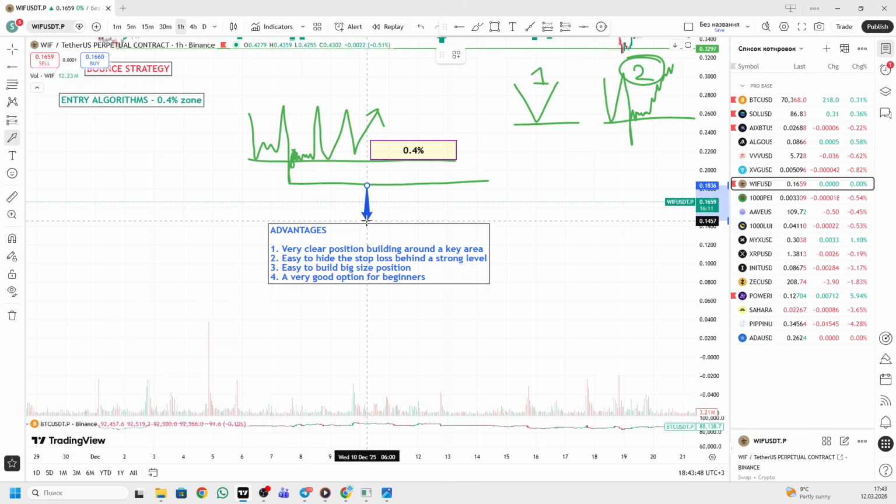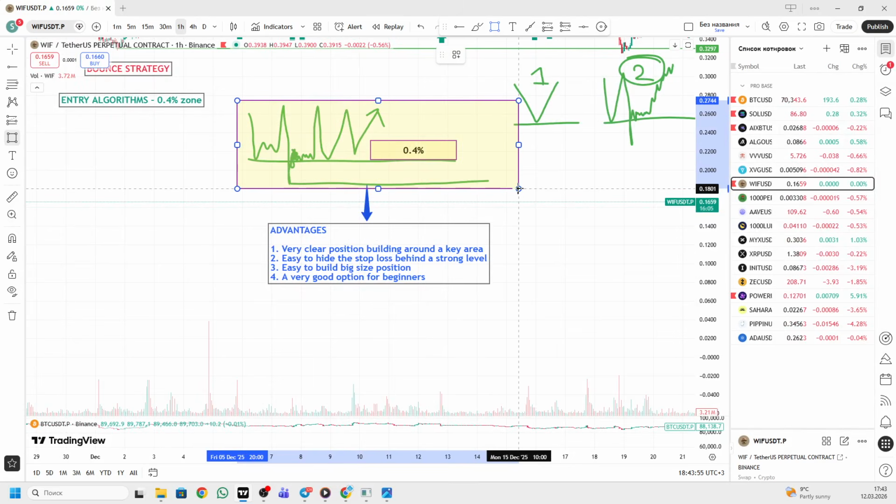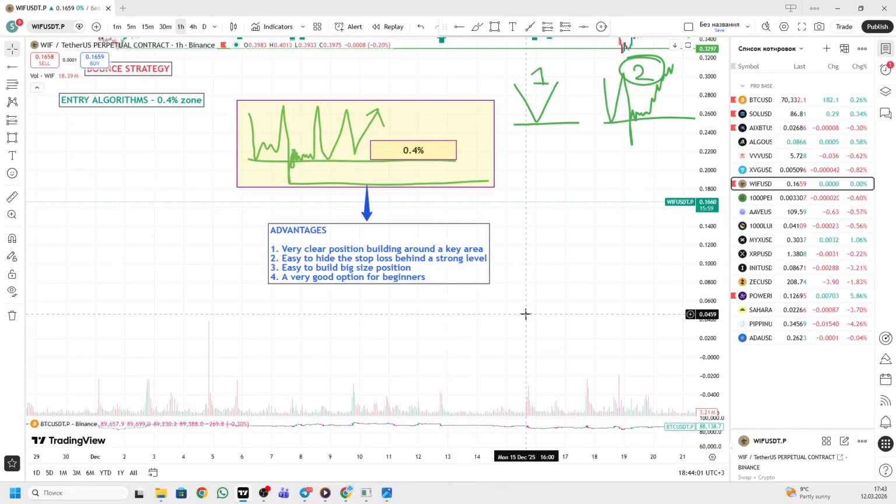Let's put it like this. Do it beautiful. And let's mark this also like this for you to remember it. Okay, so let's go on.